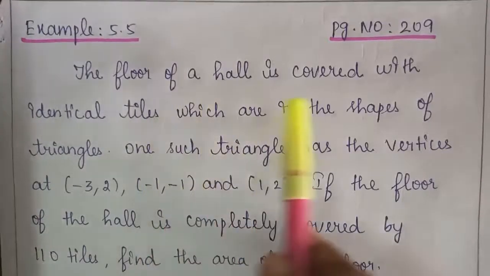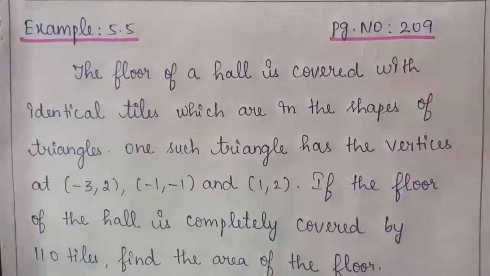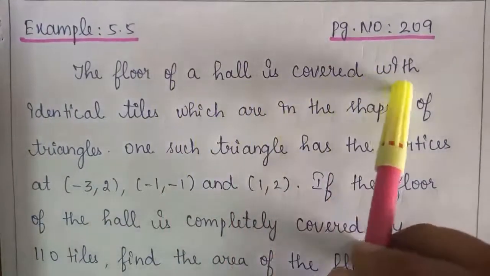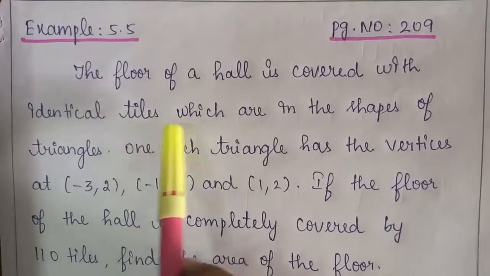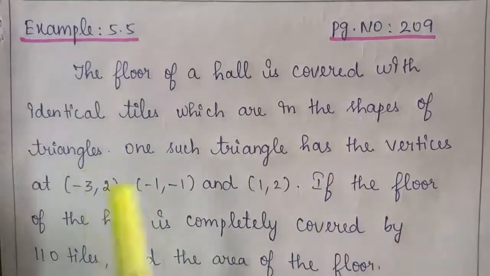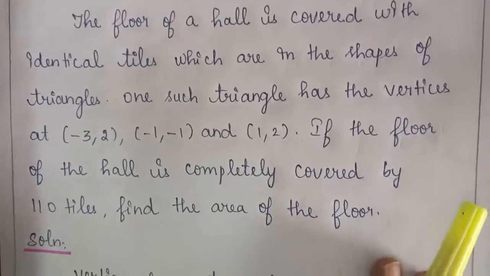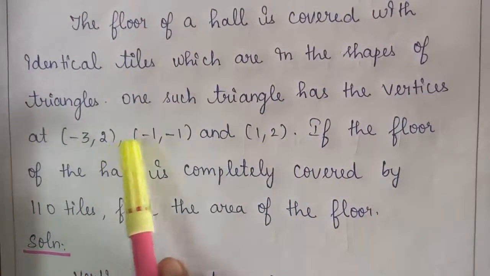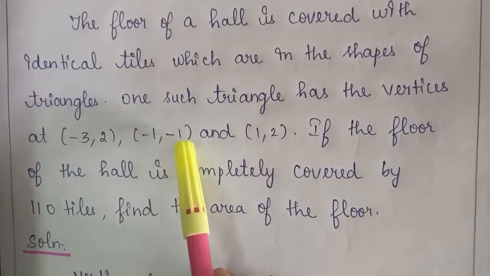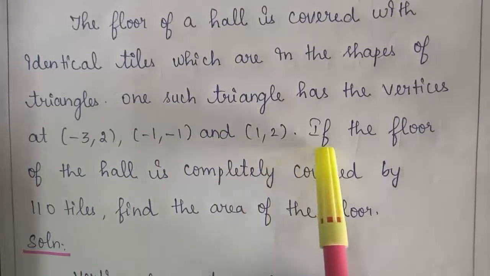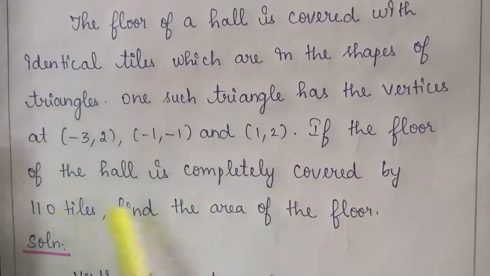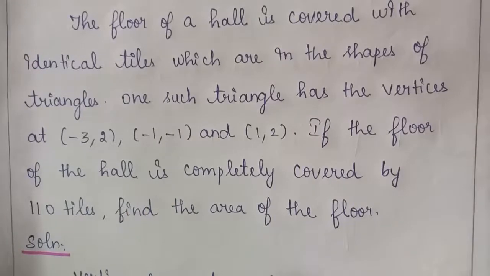Example 5.5, which is on page number 209. The floor of a hall is covered with identical tiles which are in the shape of triangles. One such triangle has the vertices at (minus 3, 2), (minus 1, minus 1) and (1, 2). If the floor of the hall is completely covered by 110 tiles, find the area of the floor.